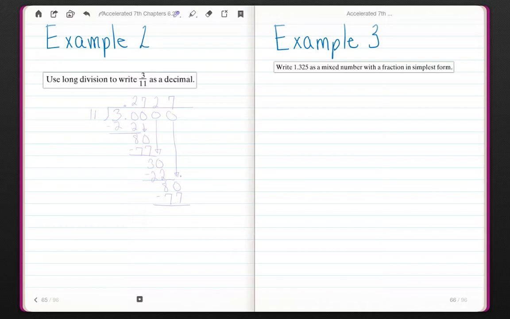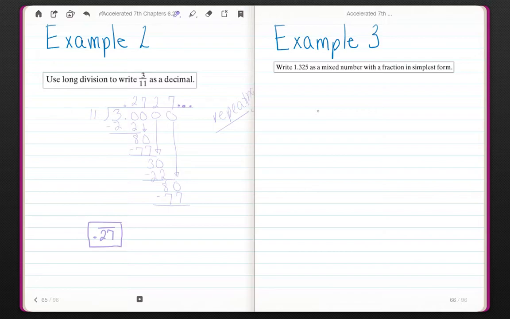So this is going to become a repeating decimal. We can show that two ways. We can show it by putting dot, dot, dot after it. Or more formally, I can write 0.27 with the repeating line over the 2 and the 7. It goes over both because both the 2 and the 7, the whole 27, repeat over and over and over again.